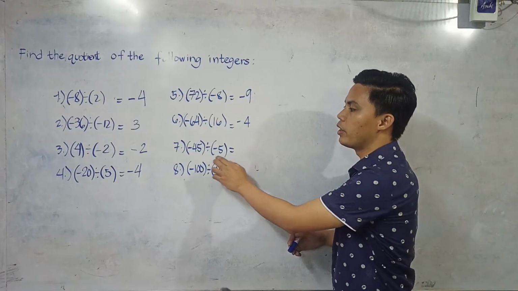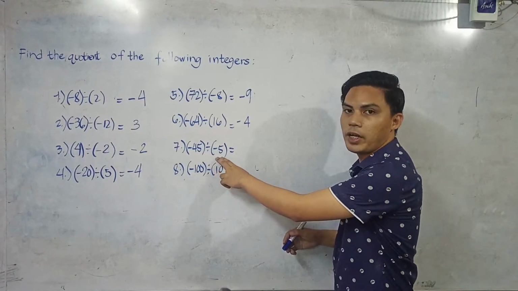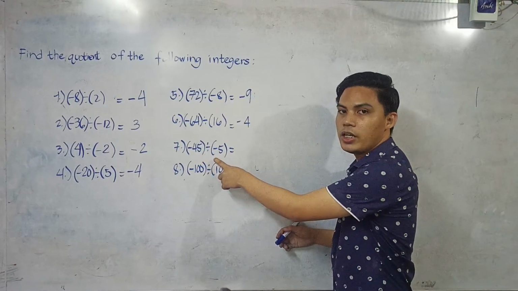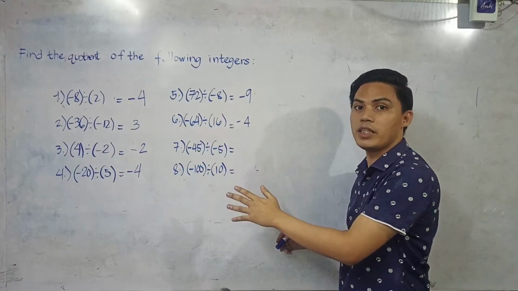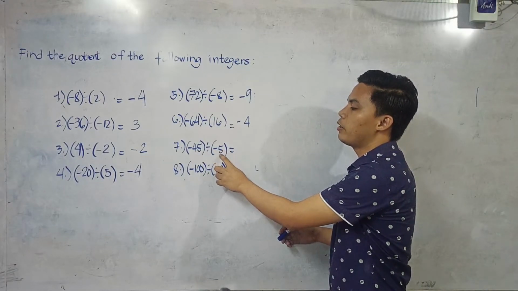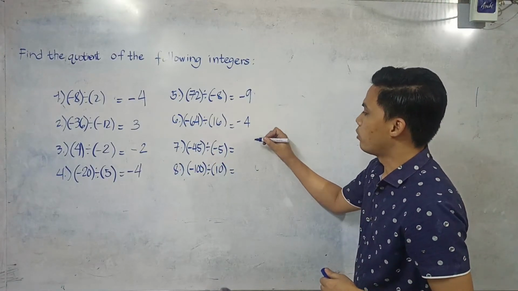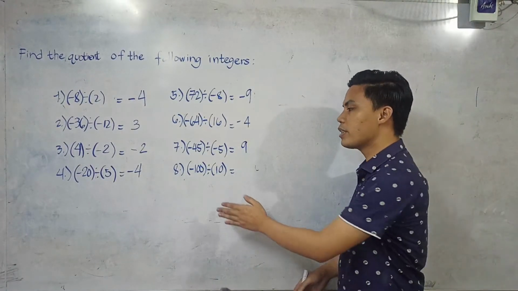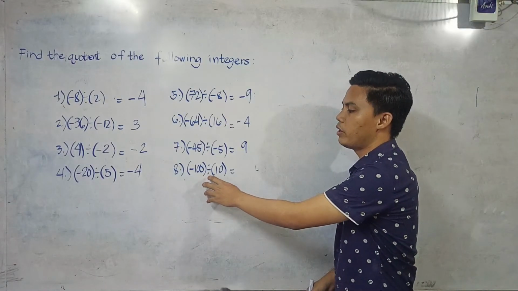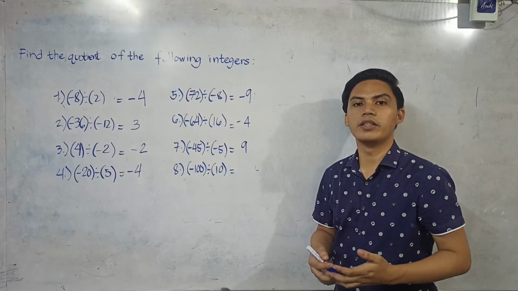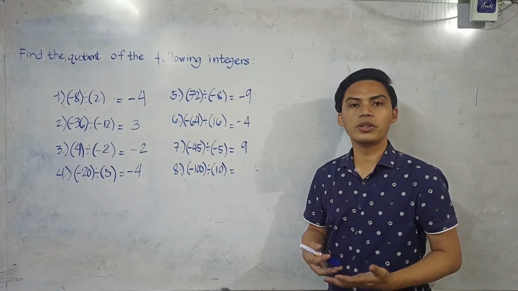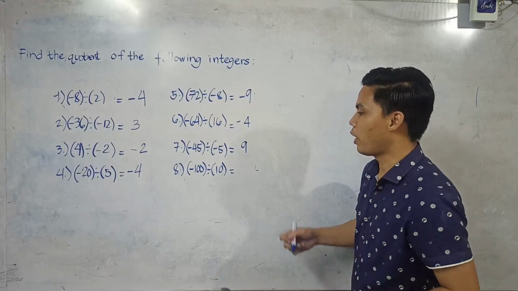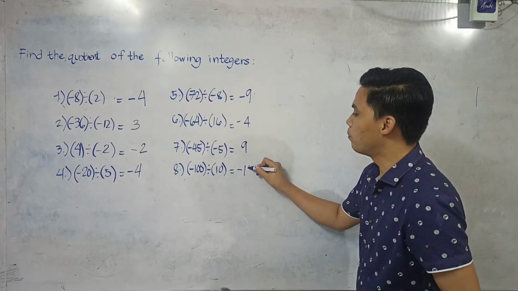Okay, number 7, negative 45 divided by negative 5. So, since like signs, or parehas yung signs nila, therefore, ang sagot natin would be positive. So, 45 divided by 5, that is 9. So, the final answer is positive 9. Okay. Lastly, we have negative 100 divided by positive 10. So, unlike signs, so yung sagot natin would be negative. 100 divided by 10 is 10. The final answer is negative 10.